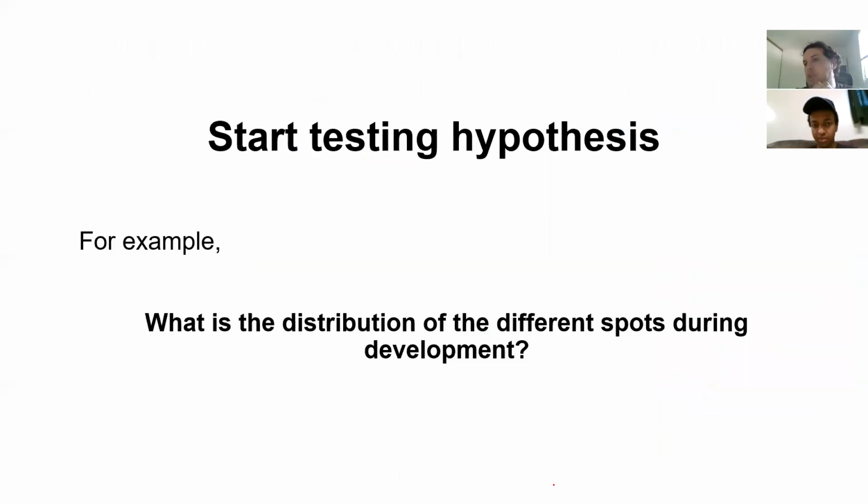Okay, so now that we know what you're going to do, now that you know how to navigate in that complicated movie in the beginning, when you know all these different things, we can start testing hypotheses. So for example, we can ask this question: what is the distribution of the different spots during development?